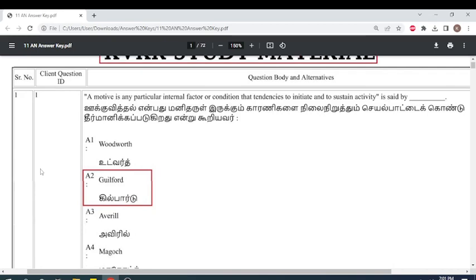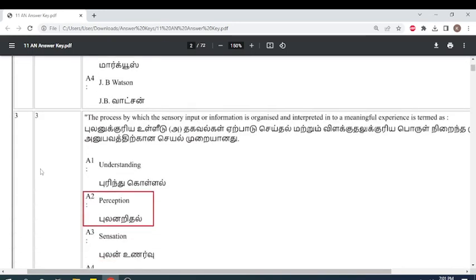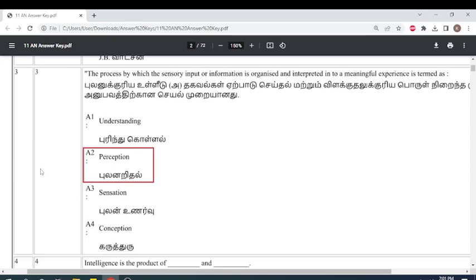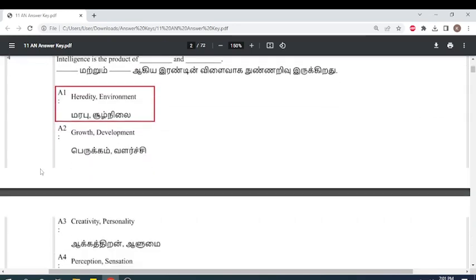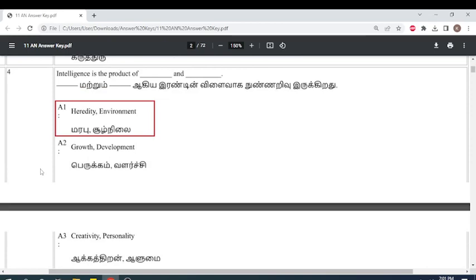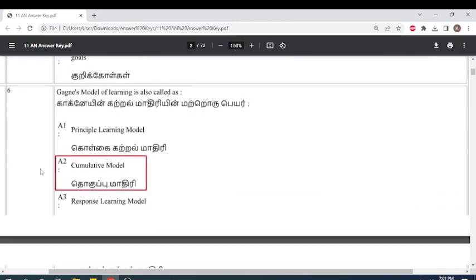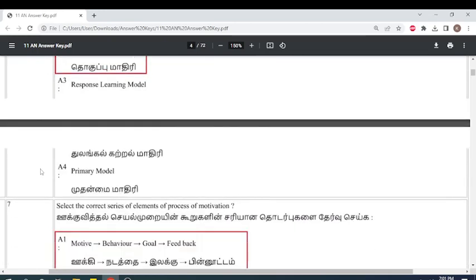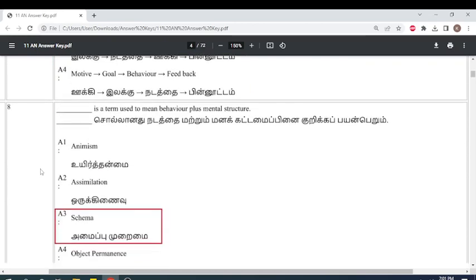First question answer A2. Second question answer A1. Third question answer A2. Fourth question answer A1. Fifth question answer A2. Sixth question answer A2. Seventh question answer A1. Eighth question answer A3.